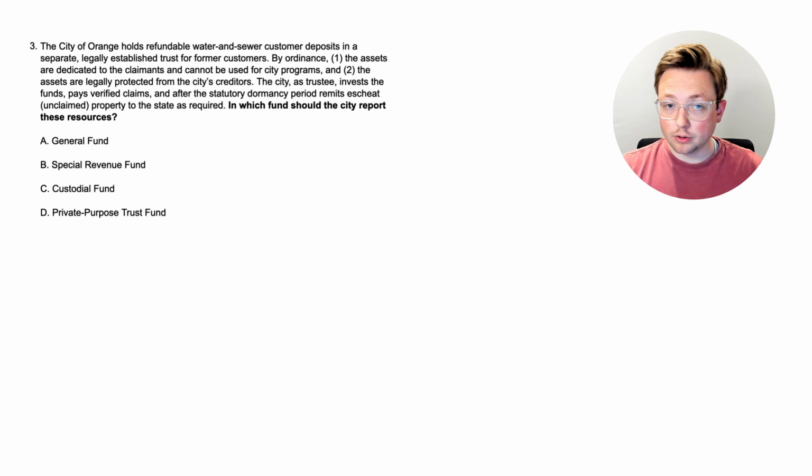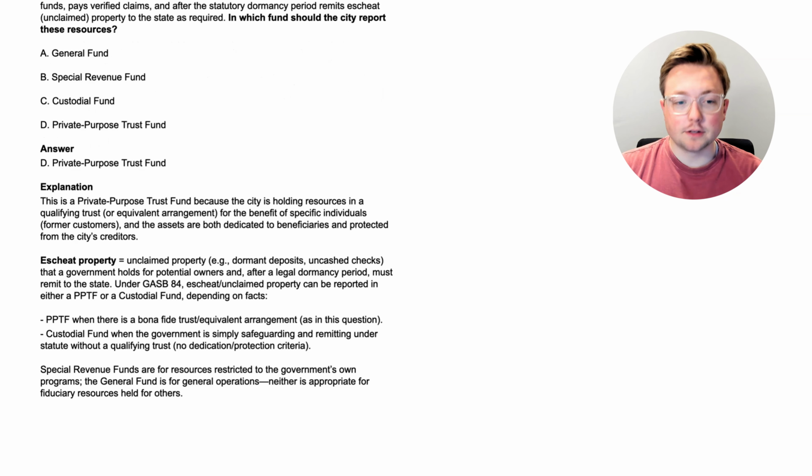We just learned about the custodial fund, so does this sound like that? Maybe, maybe not. So think about this, and when you're ready to come back, we'll look at the answer and learn a little bit more. All right, here we are at the answer D, the private purpose trust fund. So in this case, they're going to be using that instead of the custodial fund, but we're going to talk about how you can tell the difference.